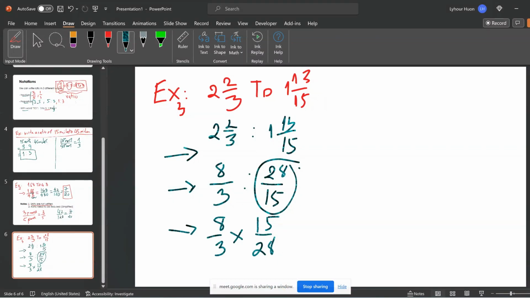I think you used to tell me it's a KCF. Keep, change, flip. Yes. The flip is the reciprocal, yes.